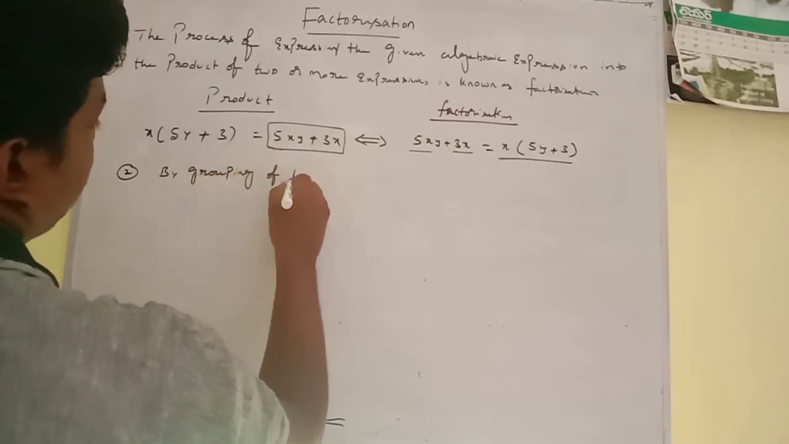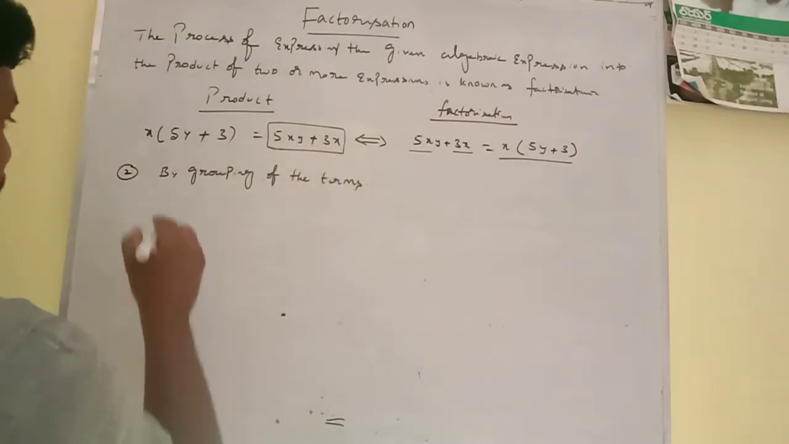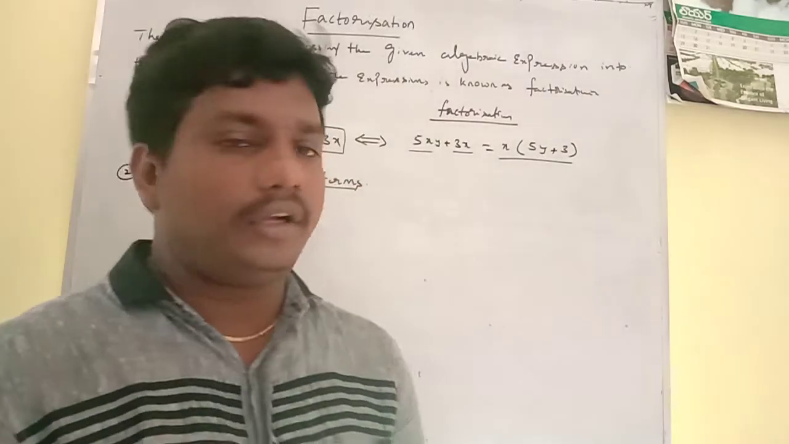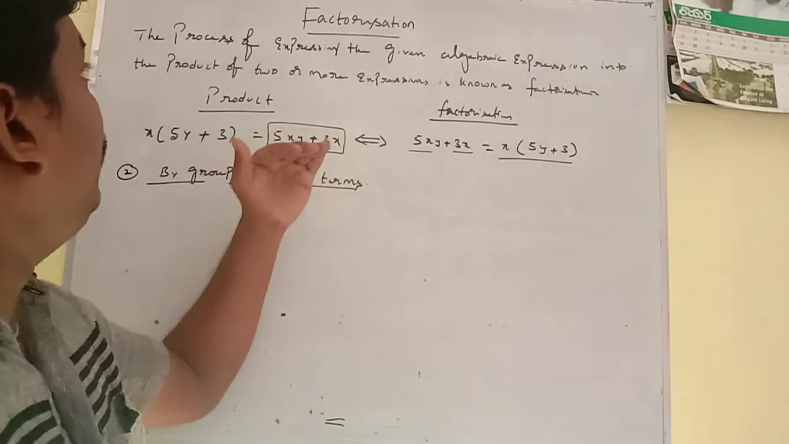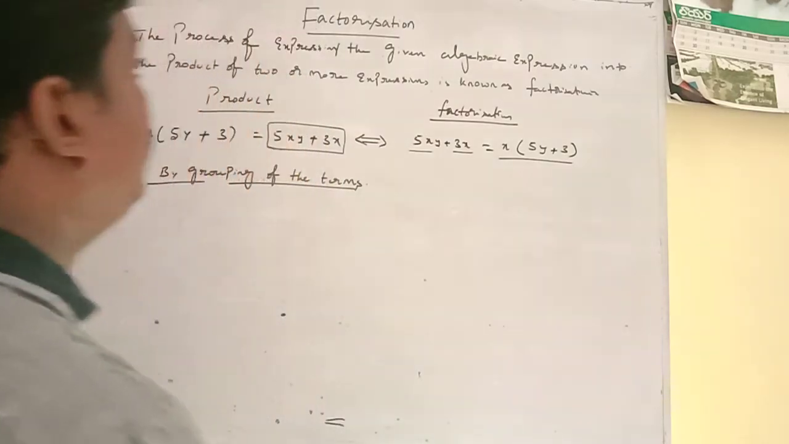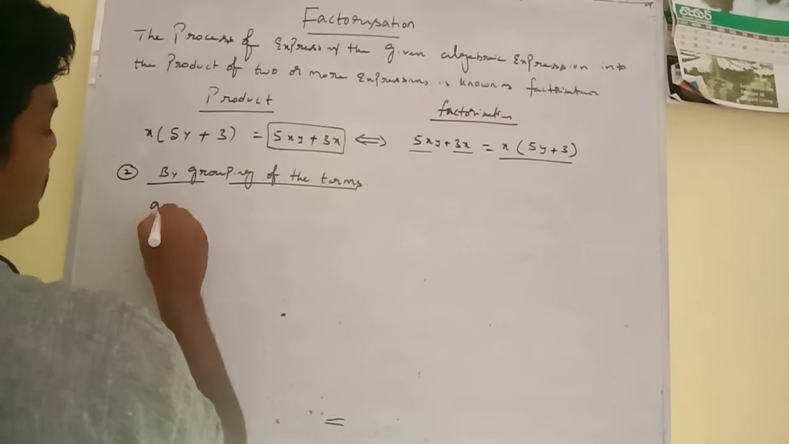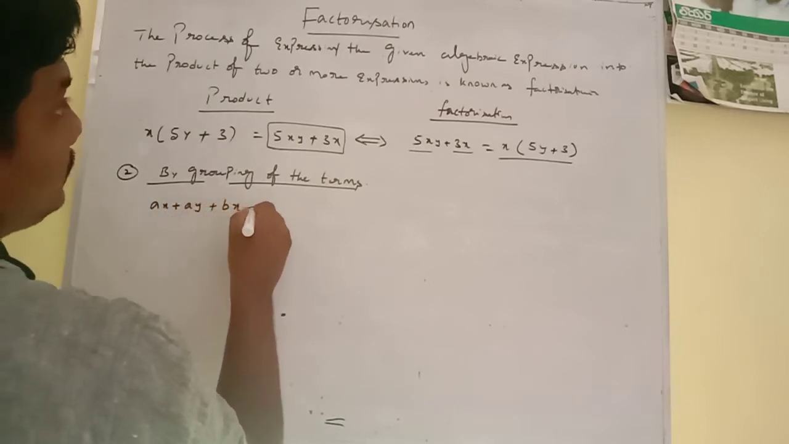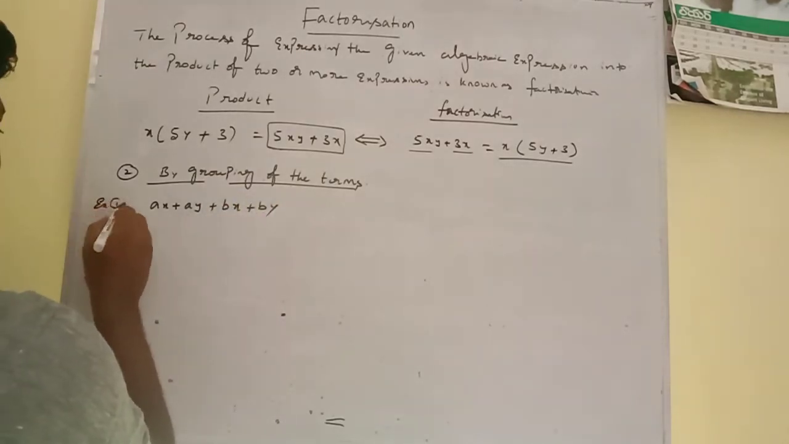So how to find by grouping of the terms? Already we have seen how to find the factorization by taking common factors. Now let me see. First, one example we are going to consider here: ax plus ay plus bx plus by. This can be taken as example 1.